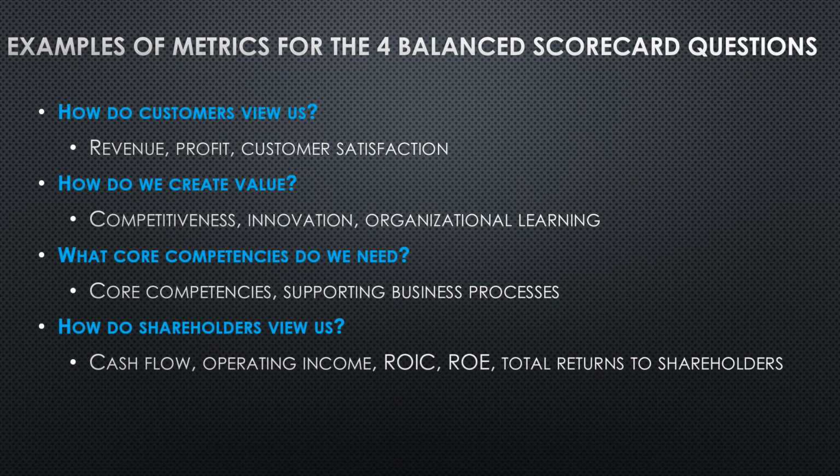The four metrics that are basically used are, one, how do customers view us? This can come down to revenue, profit, and customer satisfaction. The next question the Balanced Scorecard asks is, how do we create value? That boils down to competitiveness, innovation, and even organizational learning, as a company becomes more proficient and more experienced at making a product or service.